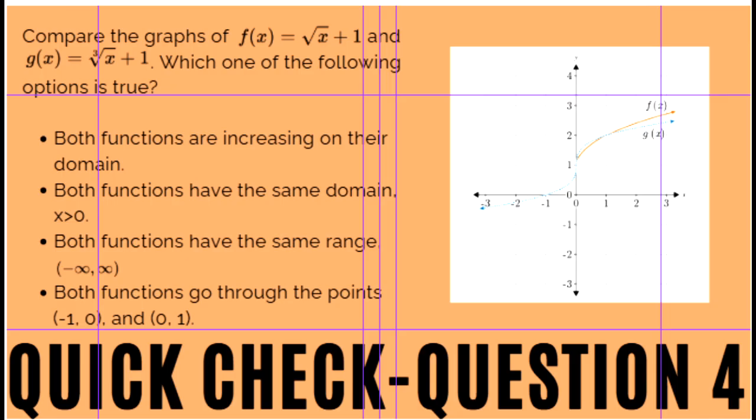Quick check question number 4. Compare the graphs of f(x) = the square root of x plus 1 and g(x) = the cube root of x plus 1. Which of the following options is true? Both functions are increasing on their domain. Both functions have the same domain of x is greater than 0. Both functions have the same range of negative infinity to infinity. Both functions go through the points (-1, 0) and (0, 1). Take your time, figure it out, get it right.